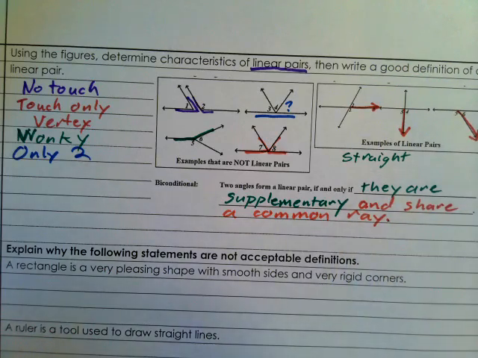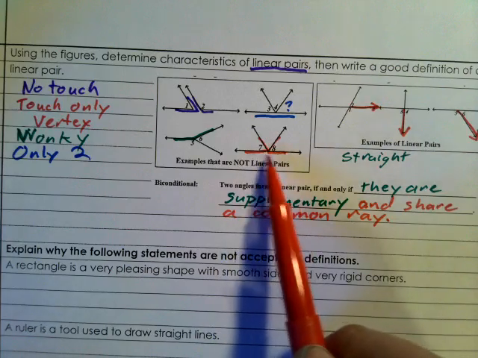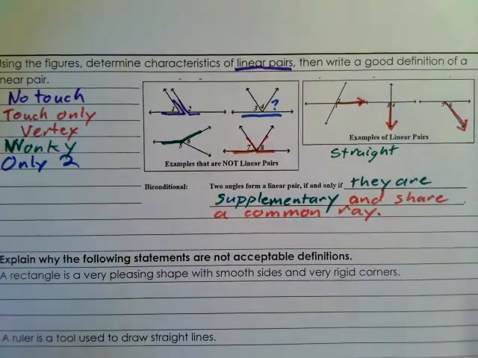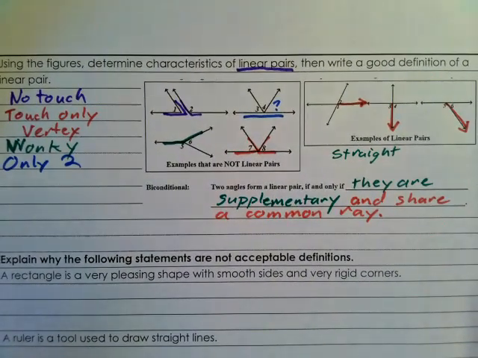You could also, if you wanted to, say that they're next to each other. That's a little bit confusing compared to this one. These two are next to each other, but they don't have that common ray. So I think this would be a good definition as a biconditional: two angles form a linear pair if and only if they are supplementary and share a common ray. But that's not like a sentence. That's the biconditional version of it.